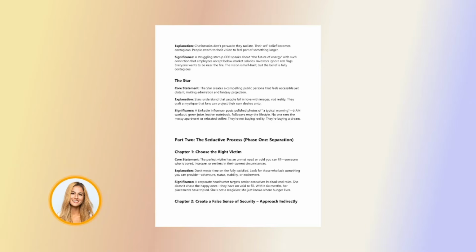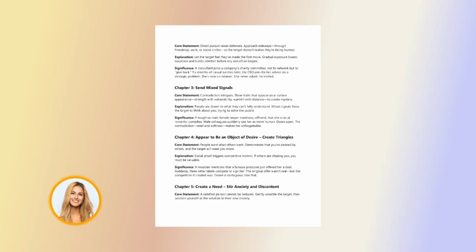Now we transition to Part 2, the seductive process, specifically Phase 1, separation. This phase begins by choosing the right victim, someone with an unmet need or void, and then creating a false sense of security by approaching indirectly. In the seductive process, direct pursuit raises defenses, so an indirect approach through friendship or work is key to creating a false sense of security.